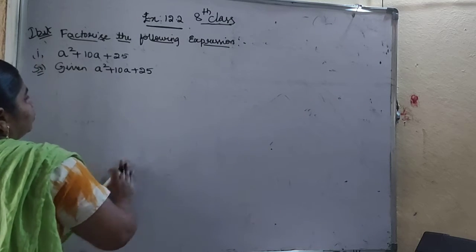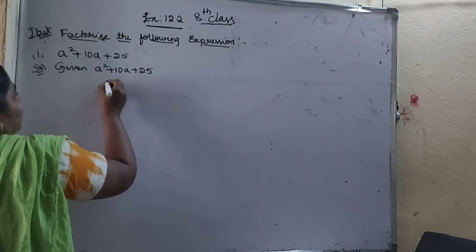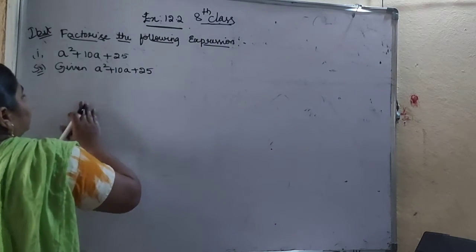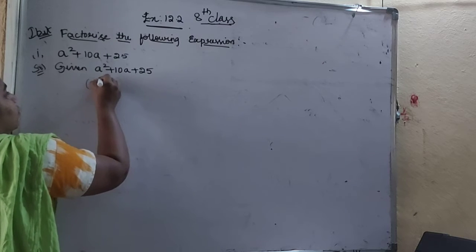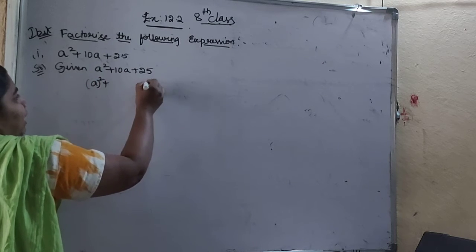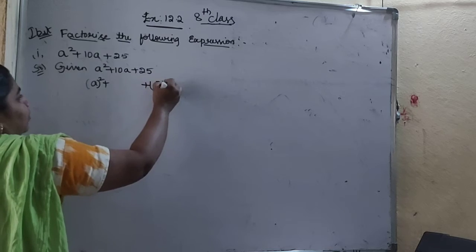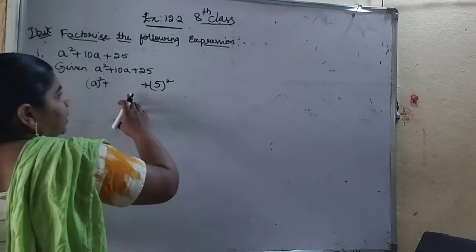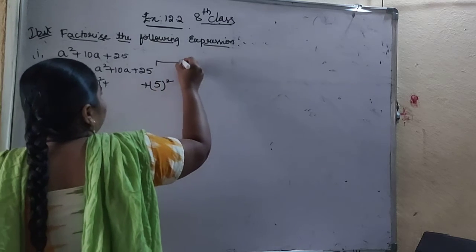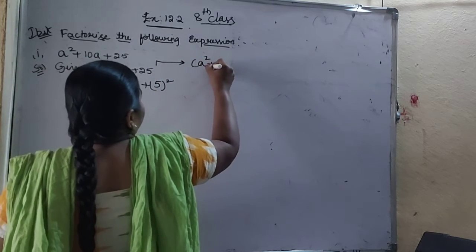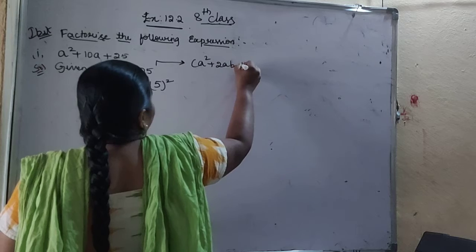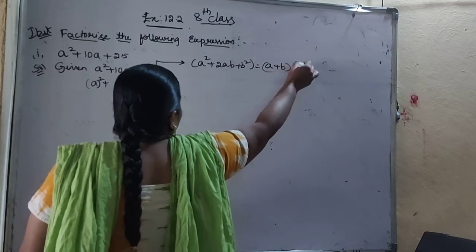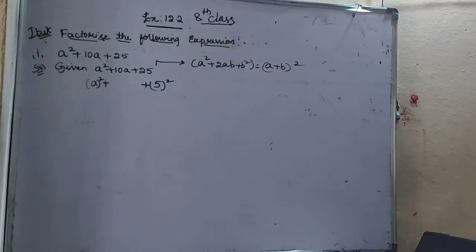Before using that, we will convert this into factors. Here a square can be written as a whole square, this 10a I am writing as it is, and 25 can be written as 5 square. The middle term we have to split now. Already I told you that this is in the form of a square plus 2ab plus b square, so we have to convert this into a plus b whole square.